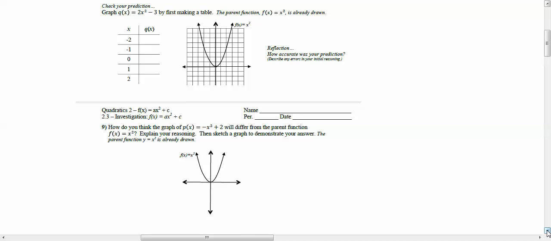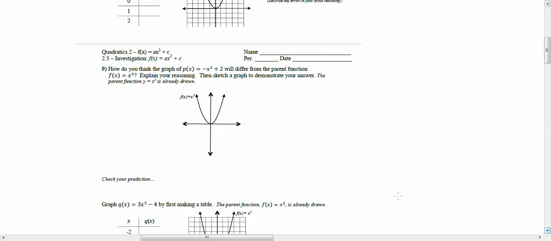What about this one? How do I think negative x squared plus 2 would do? The negative in front of the x squared will take a regular parabola, the parent function, and flip it upside down. I think it will probably do something like that, but it will be moved up by 2. So my actual answer is going to be 2 units up, and it's going to be an upside down parabola. That's what I'm guessing it to be.